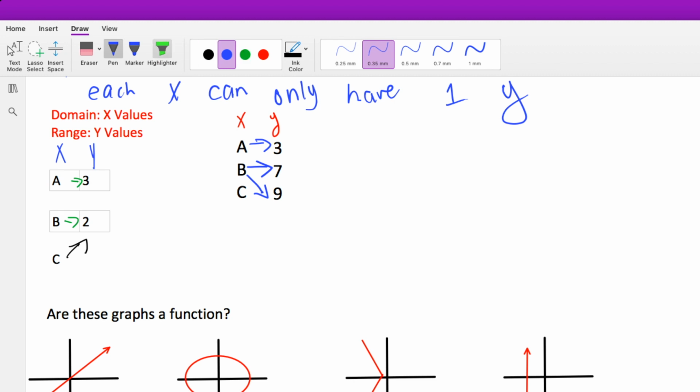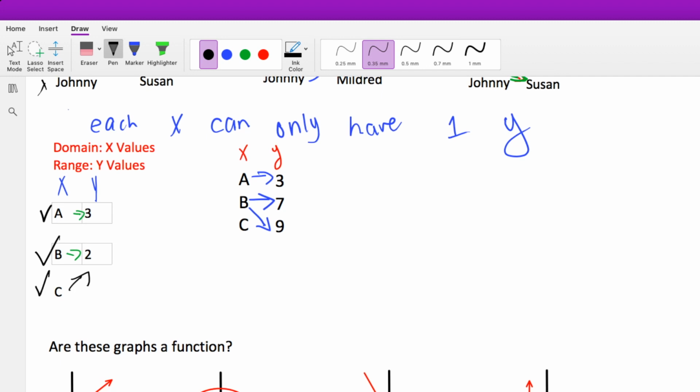A, these are our x's, remember. A only goes to 3, so far so good. B only goes to 2, so far so good. And C only goes to 2. Even though B and C are both going to this number 2, each x is only going to one y value, so that is perfectly okay.